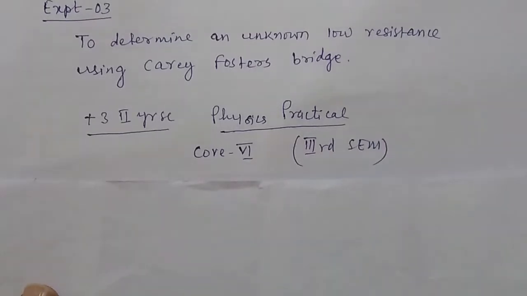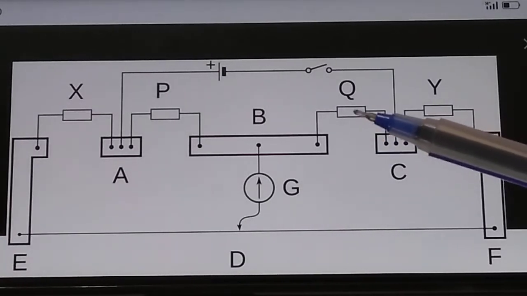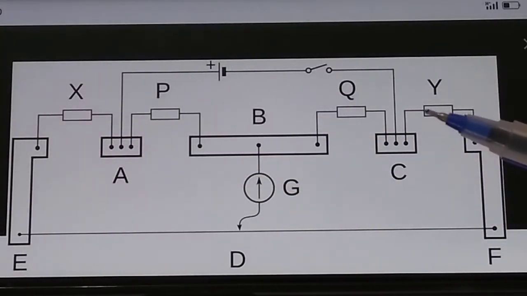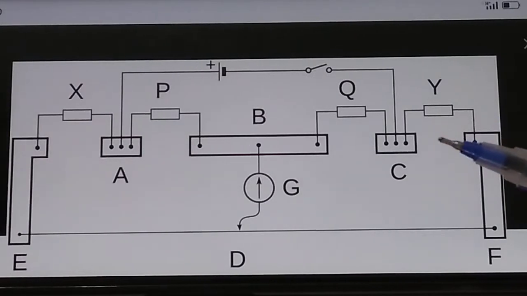In BSc, you have a practical on Carey-Foster's bridge, that is to determine an unknown low resistance using Carey-Foster's bridge. You see, this is the basic circuit diagram for the Carey-Foster's bridge. You have two unknown resistances X and Y. You have to find out these unknown resistances X and Y using Carey-Foster's bridge.